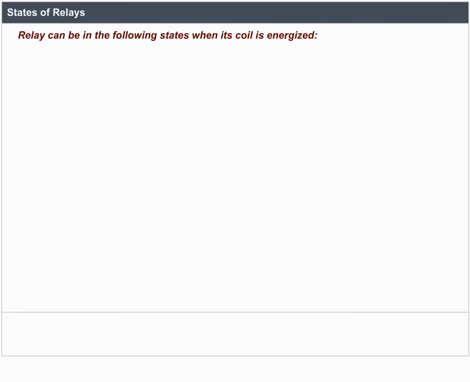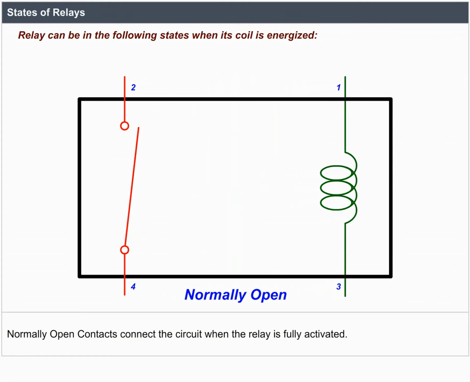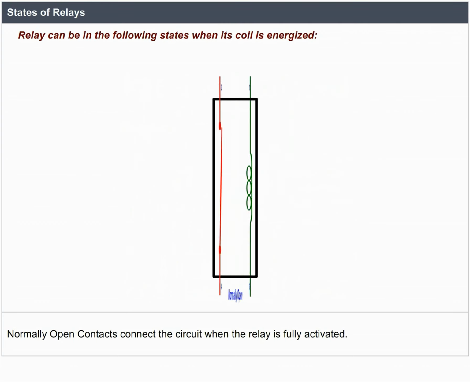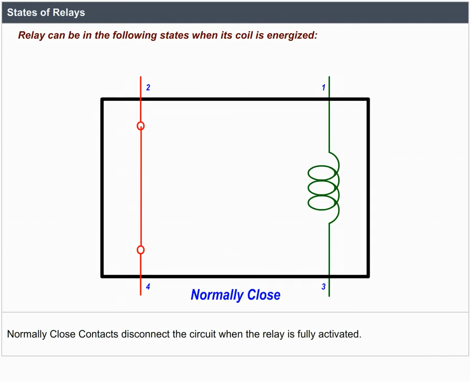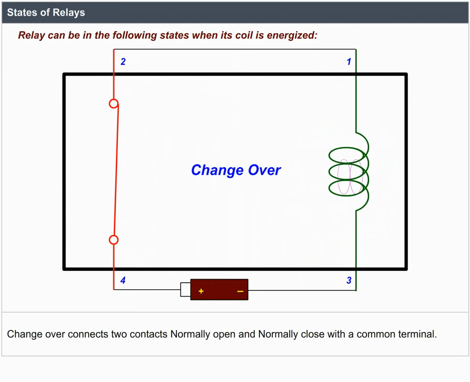States of relays. A relay can be in the following states when its coil is energized. Normally open. Normally open contacts connect the circuit when the relay is fully activated. Normally closed. Normally closed contacts disconnect the circuit when the relay is fully activated. Changeover. Changeover connects two contacts, normally open and normally closed, with a common terminal.